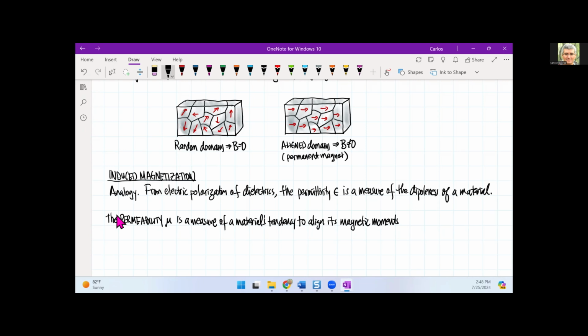Just like the permittivity is a measure of its ability to align or create dipoles when an external magnetic field is applied, if more spins are recruited to align, the higher its permeability value it has.